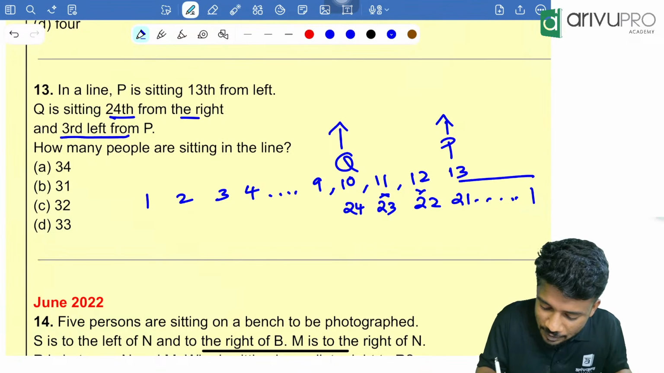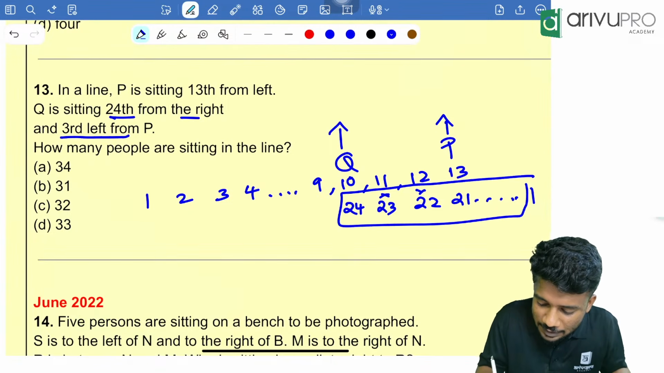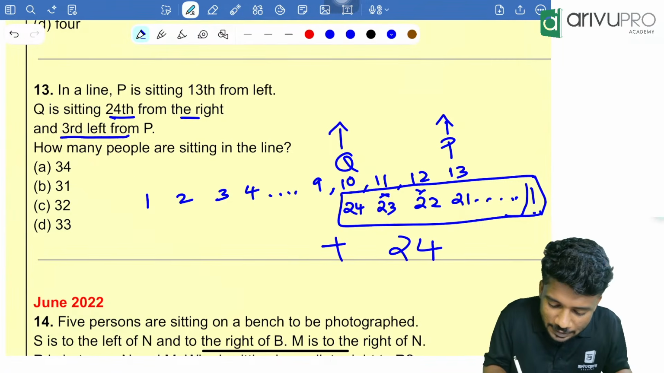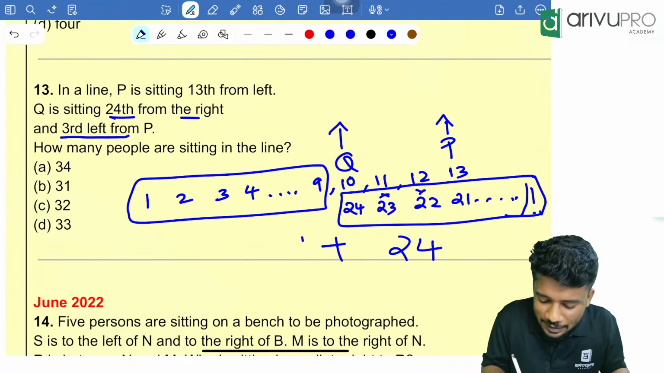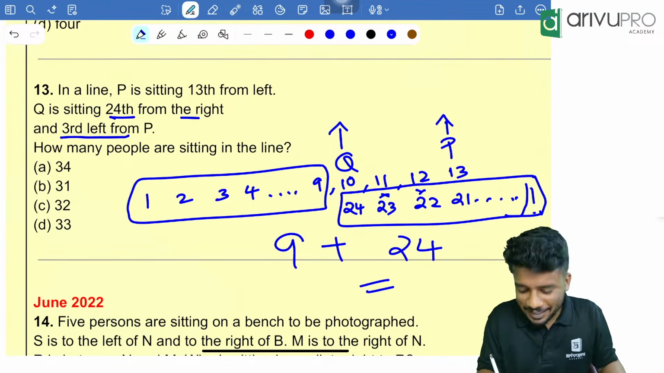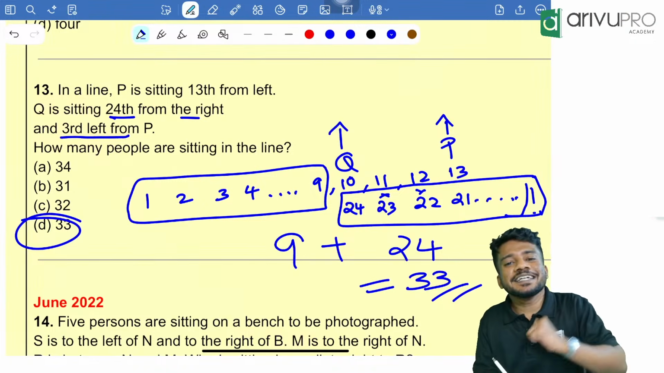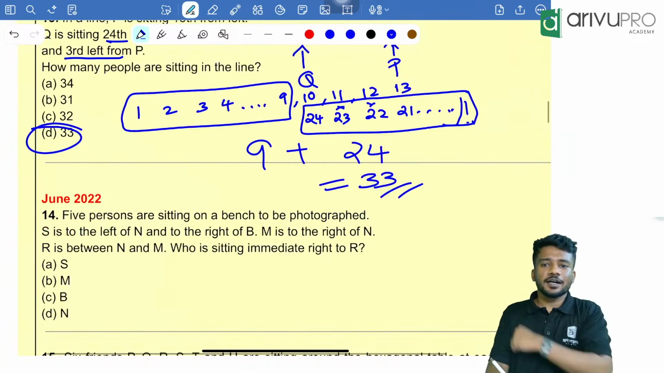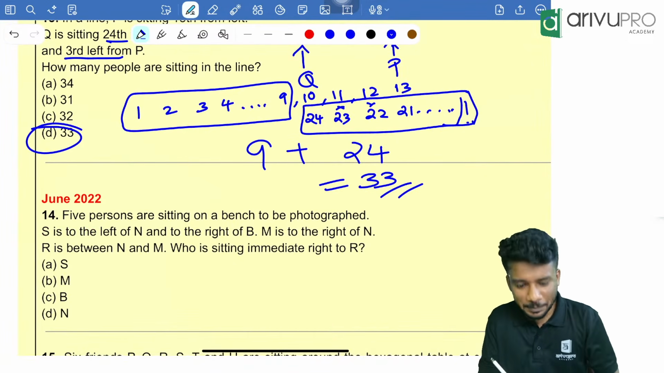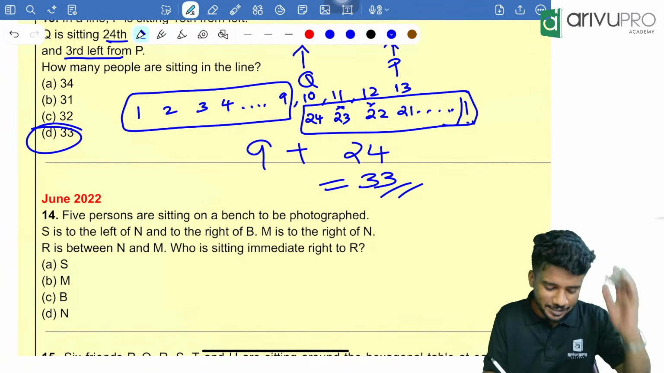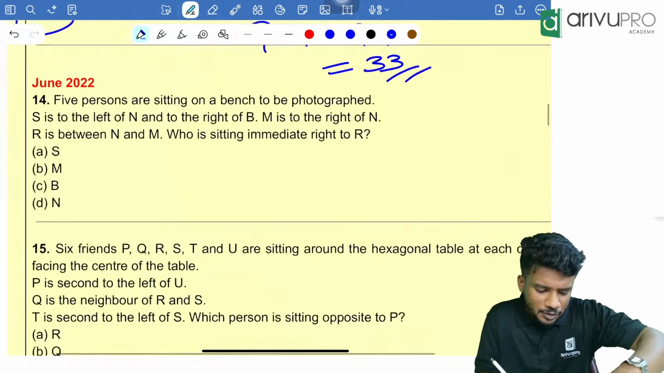Till here, 24 people are there, right? Till here, how many people are there? 9. So 9 plus 24 is how much? 33 people are there in total. Option D is your answer. Got it? Yes. Very good question. Next one.